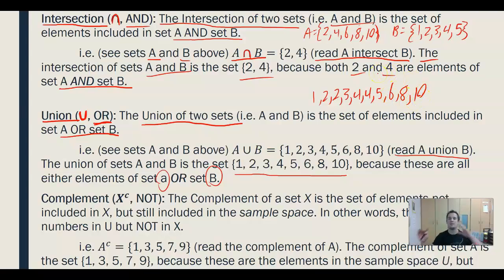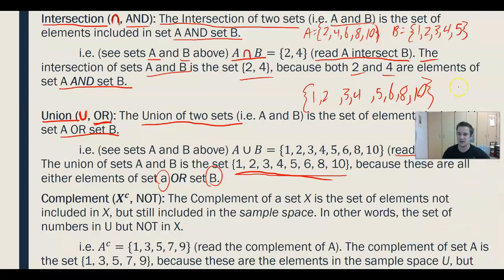That's all the elements in A or B. See that? Well, it's kind of redundant to repeat these, so I don't need to write 2 twice. I don't need to write 4 twice. So that's where I get my union set: 1, 2, 3, 4, 5, 6, 8, 10. All of the elements in either set A or set B. So that's a union.